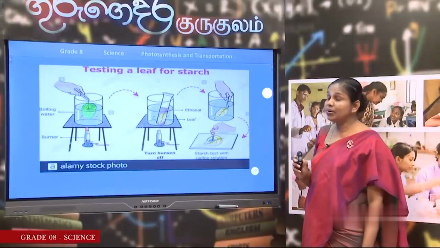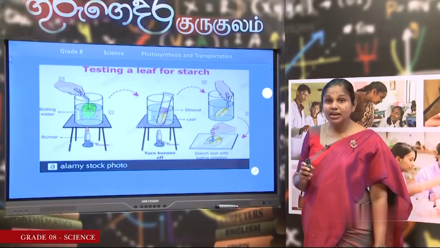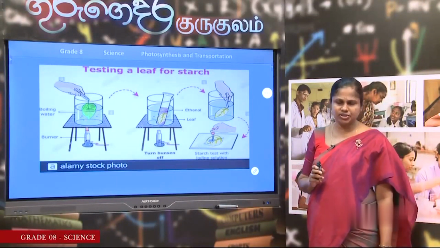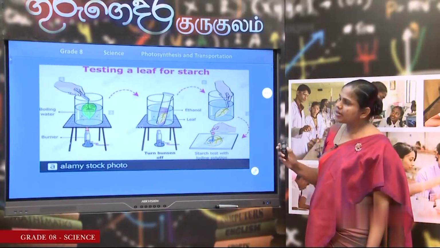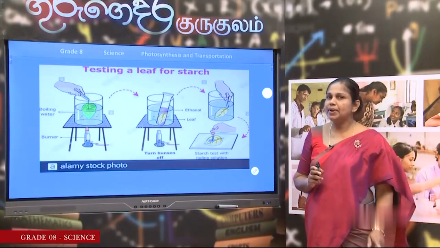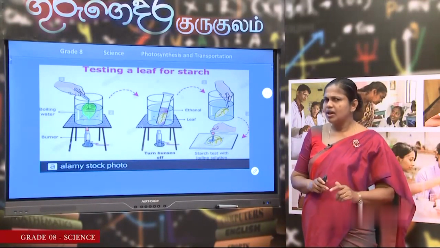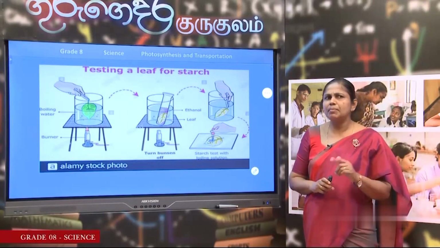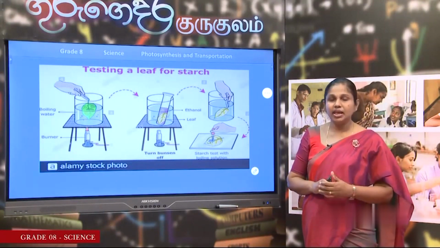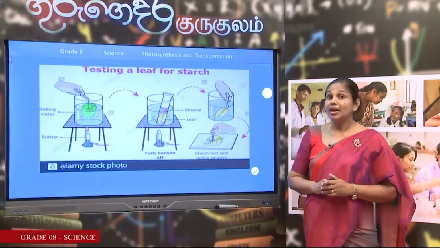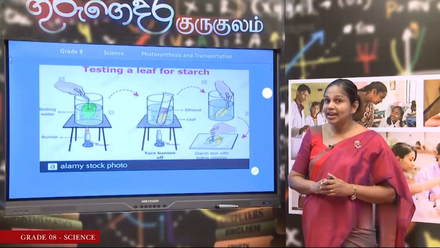But now, you can understand. Let me explain what happens here, how to do the starch test. Okay? First, we have to pluck a leaf from an outside plant. Why do we pluck the leaf from an outside plant, children? Because photosynthesis is taking place by utilizing sunlight energy.